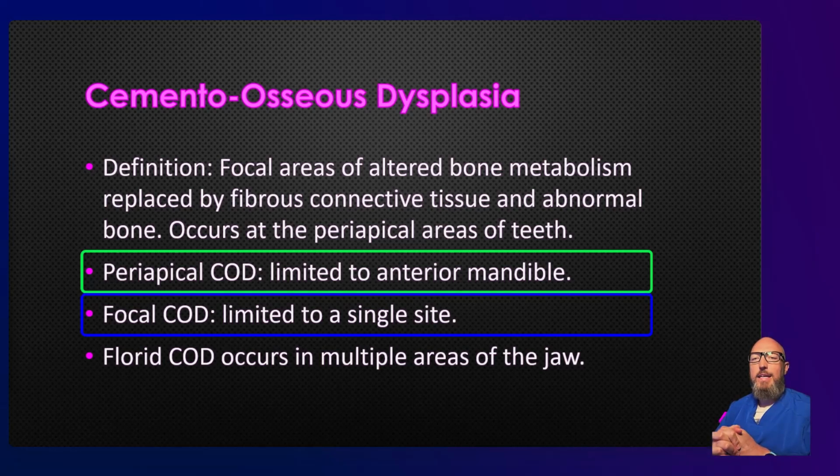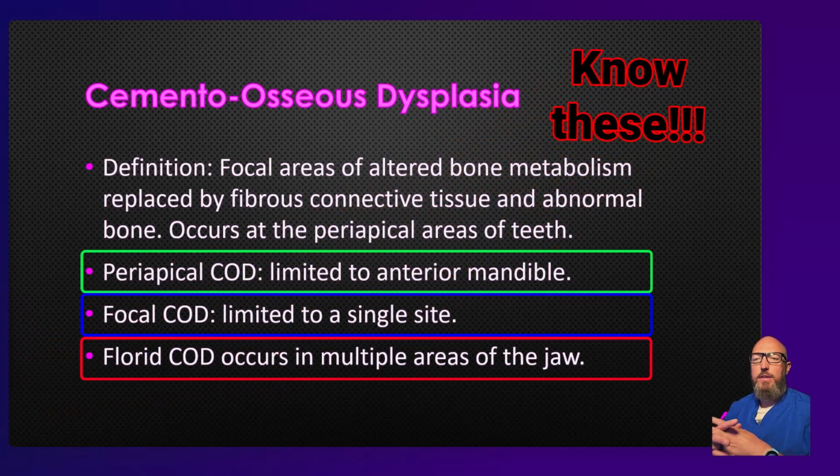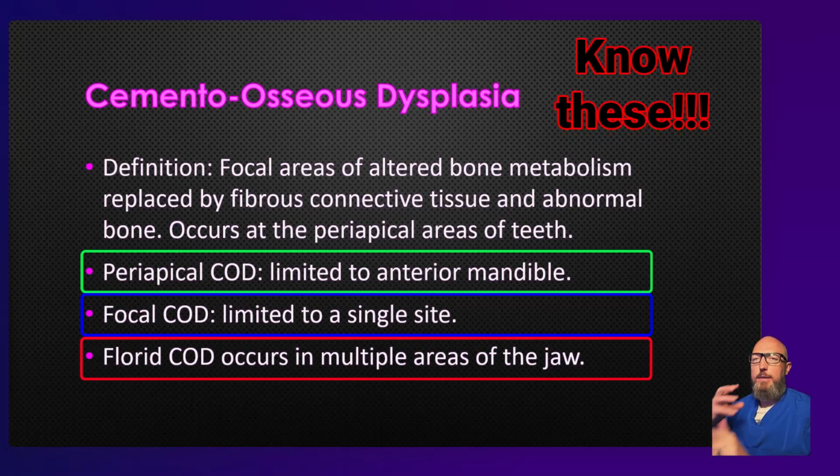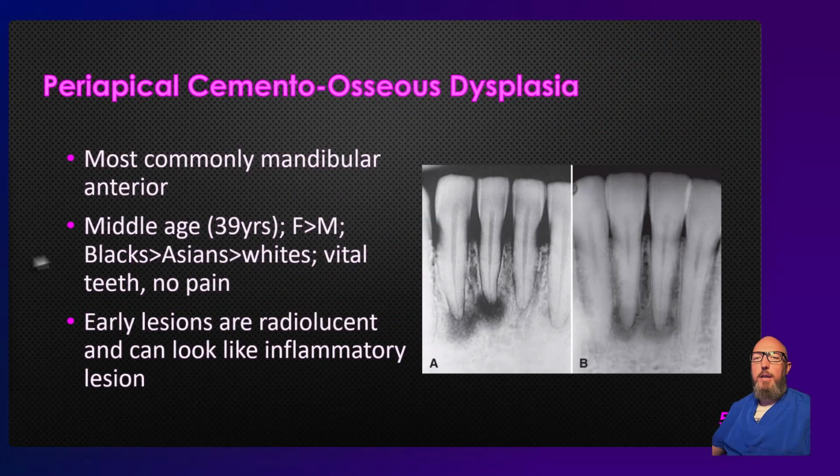Focal is for when it's a single site outside of the anterior mandible. Those tend to occur in the posterior mandible. And when it's more than 2 sites, so typically we talk about more than 2 sextants of the teeth, then we call it florid, and a lot of times that occurs all over the mouth. All right, so I said periapical is the most common one. It's in the anterior mandible.